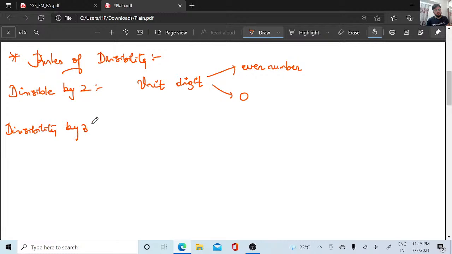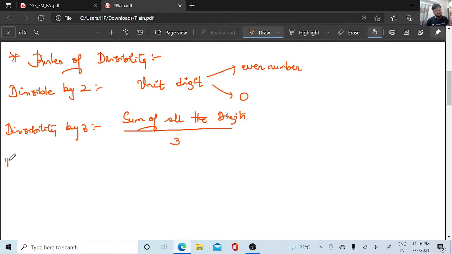Next, I have divisibility by 3. How shall I find out? However many digits you have, you take the sum of all the digits, and you divide it by 3.